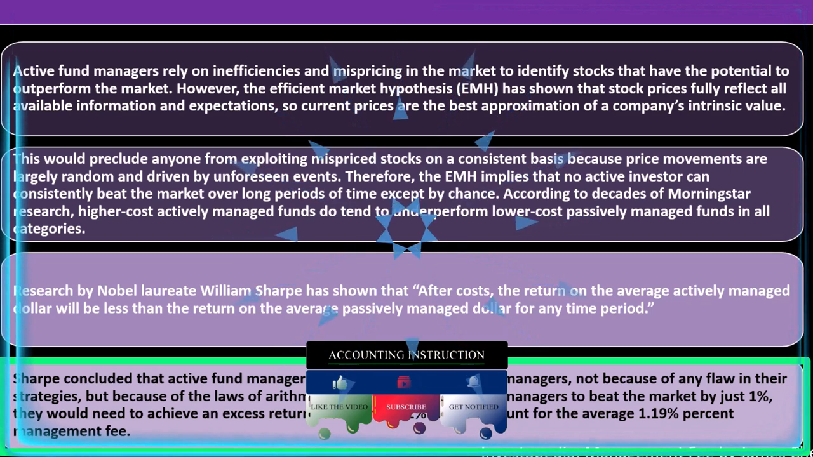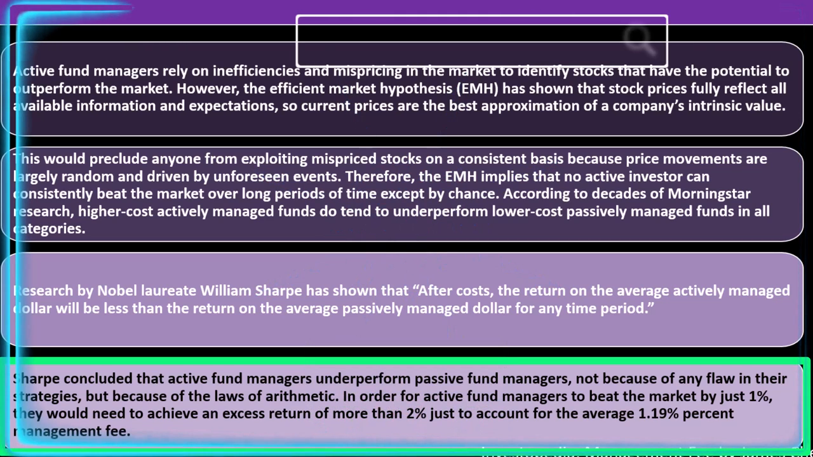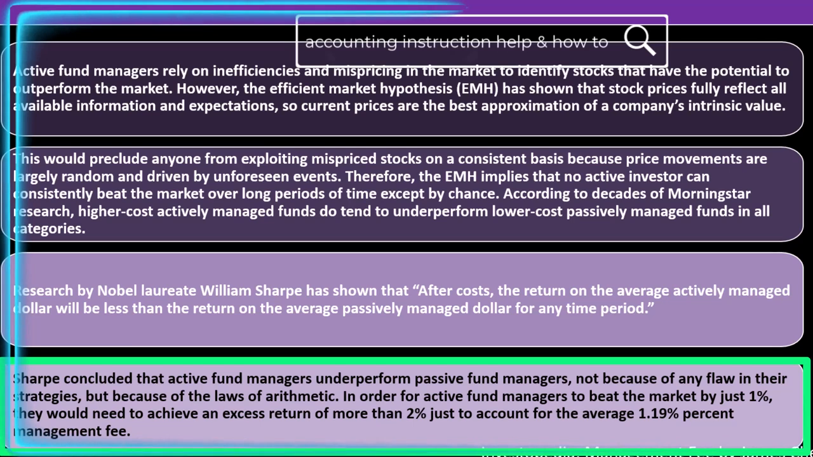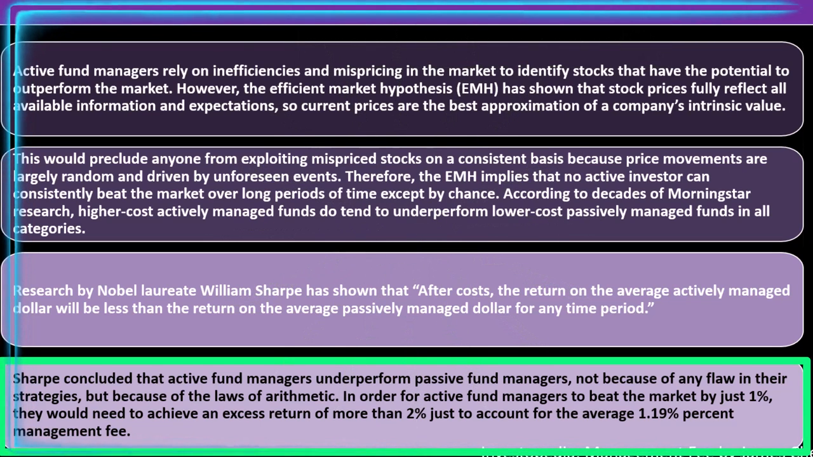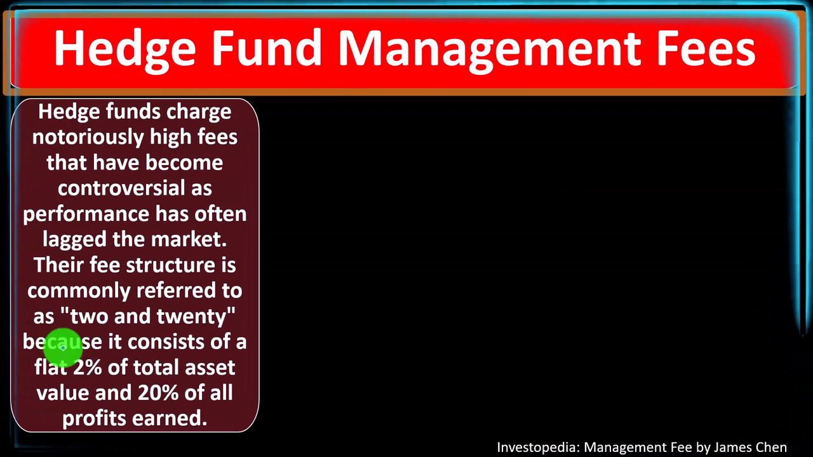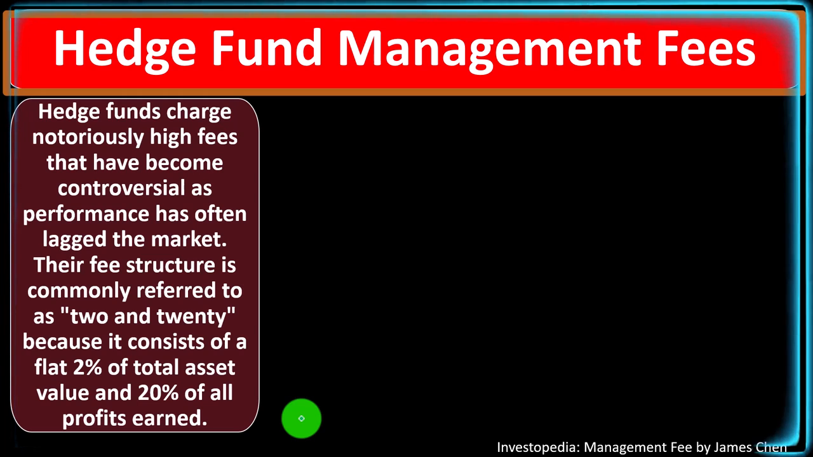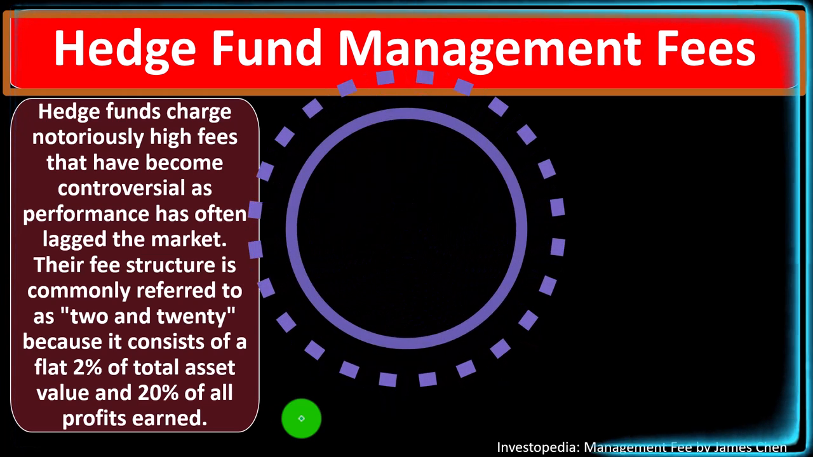In order for active fund managers to beat the market by just 1%, they would need to achieve an excess return of more than 2% just to account for the average 1.19% management fee. So they have to clear the management fee. They've got to beat the market by a fairly significant margin to beat the fee that they're going to charge.